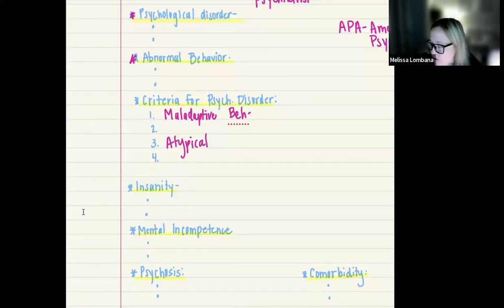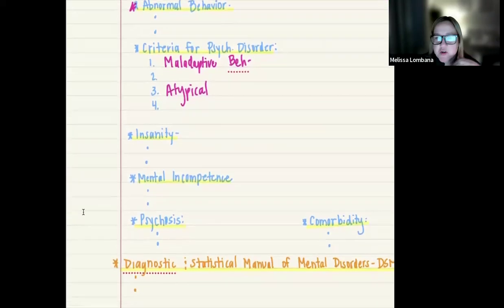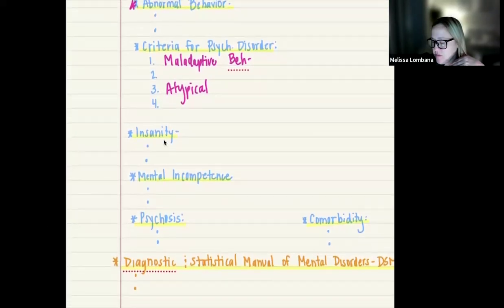Now we go on to some more legal terms when it comes to psychological disorders. And the first one is going to be insanity. So insanity is a legal term, it is not a term that is used in any type of counseling or anything like that.